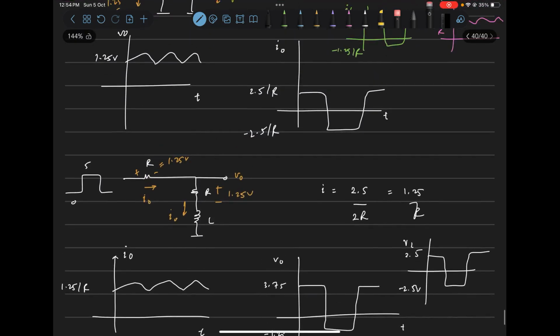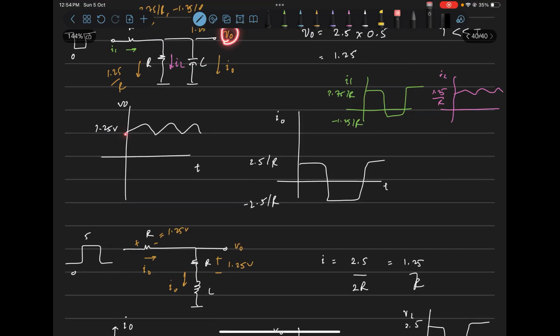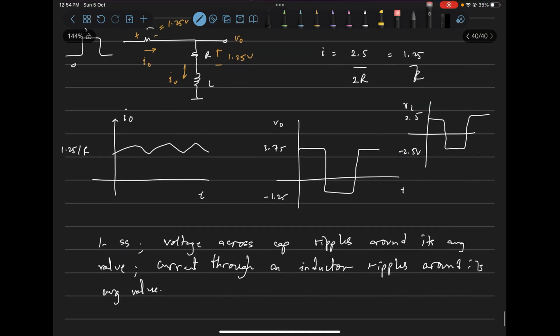So voltage across the capacitor, which is VO, will ripple around its average value in steady state. Similarly, inductor current will ripple around its average value in steady state.